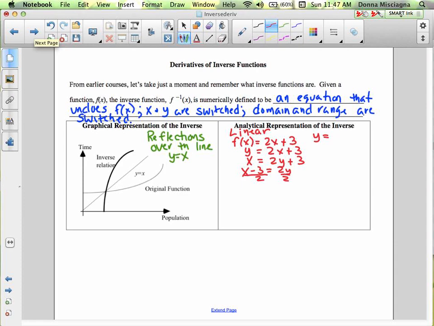So y equals x minus 3 divided by 2, or if you don't like it like that, you can also write y equals x halves minus 3 halves. And now we can switch that y for f inverse. So we have f inverse of x is x divided by 2 minus 3 halves. Right? So f of x equals 2x plus 3, and f inverse of x equals x divided by 2 minus 3 halves are inverses of one another.